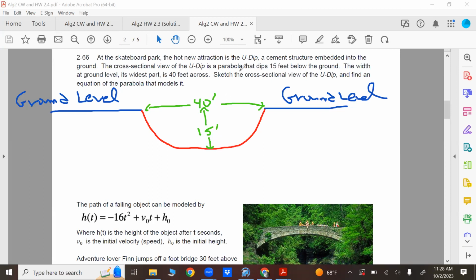So what I would probably do is draw a coordinate plane like this, X and Y.